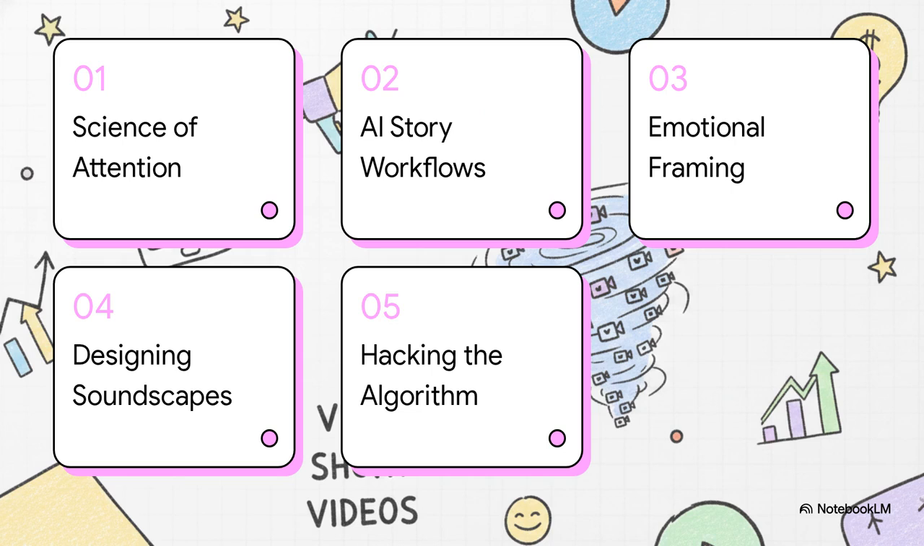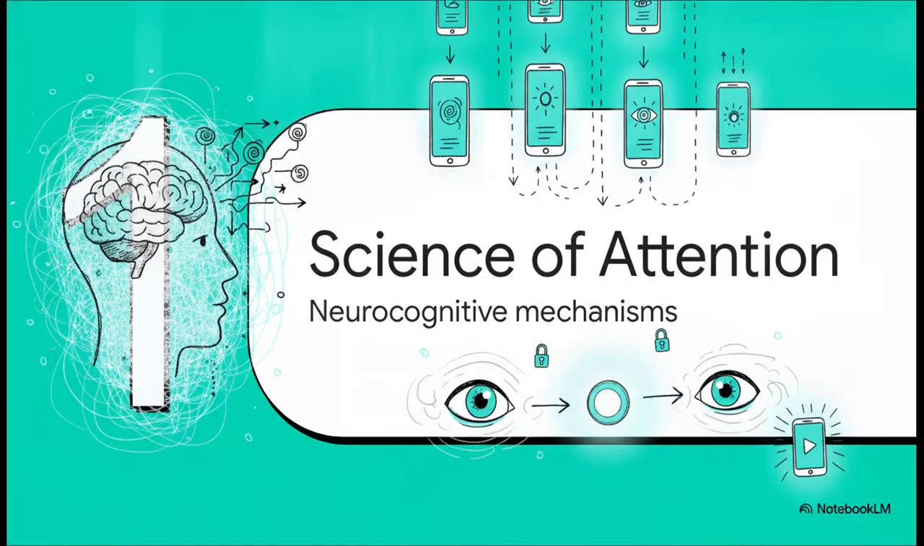So here's our roadmap to building a playbook for that visual communication. We'll cover 1, the science of attention, 2, AI storytelling workflows, 3, visual and emotional framing, 4, designing the soundscape, and 5, hacking the algorithm. All right, let's jump right into Section 1, the science of attention.